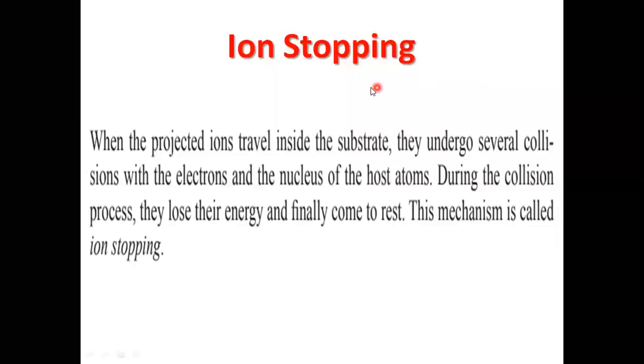Now we will see what is the ion stopping. When the projected ions move inside the substrate, they undergo several collisions with the electrons and the nucleus of the host atoms. During the collision process, they lose their energy and finally come to rest. This mechanism is called the ion stopping.